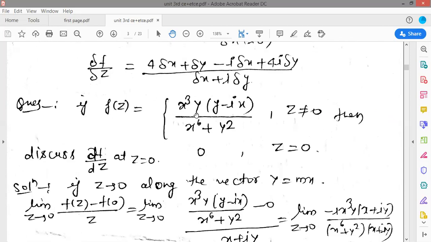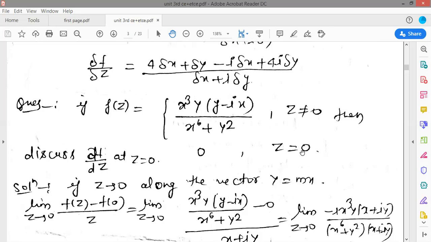If f(z) is equal to x³y − ix / (x⁶ + y²), z ≠ 0. At z ≠ 0, you are getting this function value, and at z = 0, you are getting 0. So discuss ∂f/∂z at z = 0. That means we need to find, at z = 0, what the derivative value will be. So if z tends to 0 along the path y = mx, the limit as z tends to 0 of [f(z) − f(0)] / z is equal to the limit as z tends to 0 where the f(z) value is here, minus the f(0) value.